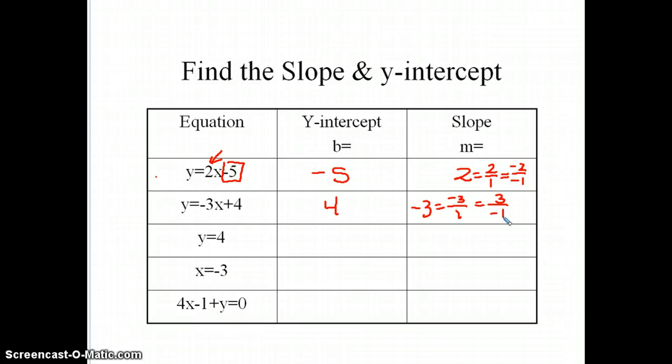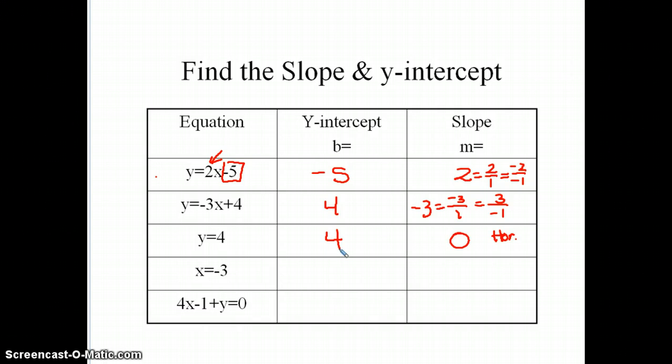Moving on to the next one, y equals 4. This is one that you should recognize right away. The slope is missing. The x term, the linear term, is missing. So therefore, this is 0. You should also recognize that this will be a horizontal line when you are graphing this. The y-intercept will be at 4.